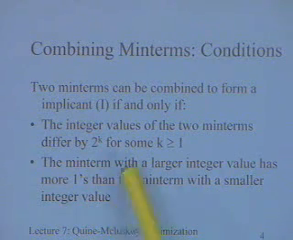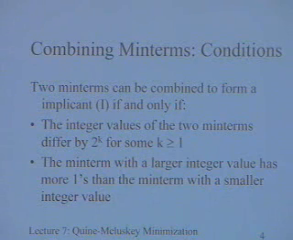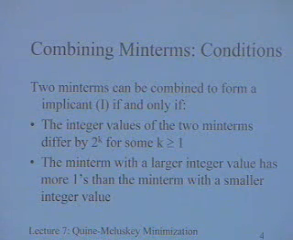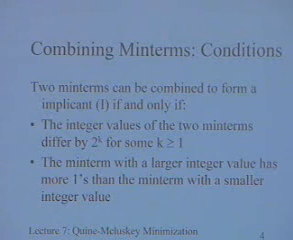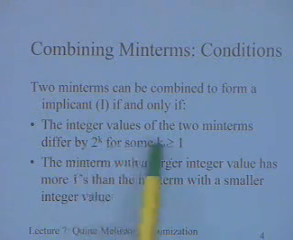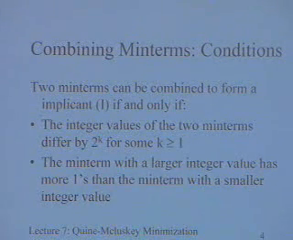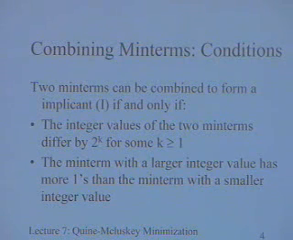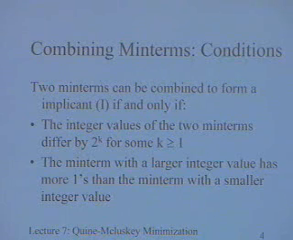They can be combined if and only if the integer values of the 2 minterms differ by 2 raised to the power k for some k greater than or equal to 1. That is, the 2 integer values differ by some power of 2. So they could differ by 2 or 4 or 8 or 16 and so on. That is one condition. The second condition is that the minterm with the larger integer value has more ones than the minterm with the smaller integer value, if you look at the binary expansion.